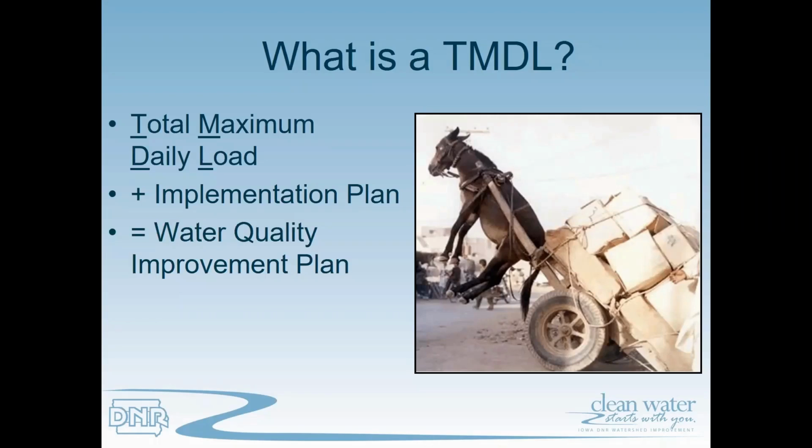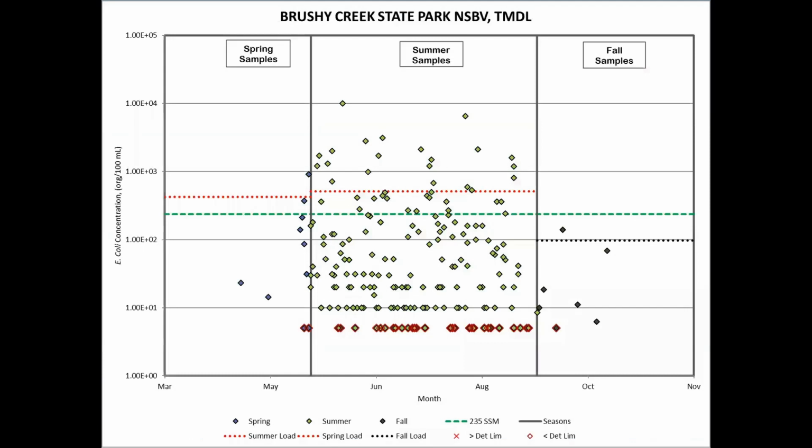So those two terms, TMDL and water quality improvement plan, can sometimes be used interchangeably. We try to make sure we're saying water quality improvement plan when we refer to the document, but know that sometimes TMDL is a very easy shorthand for us, and we will do that as well.